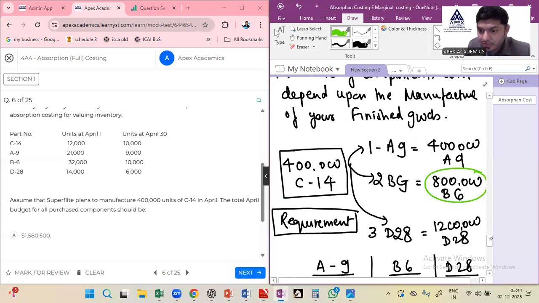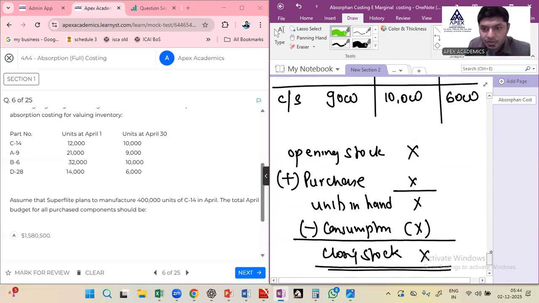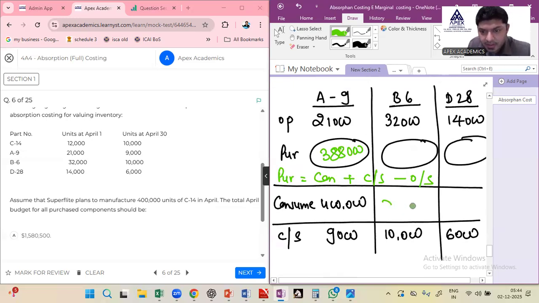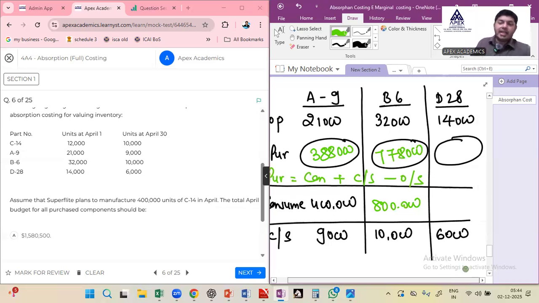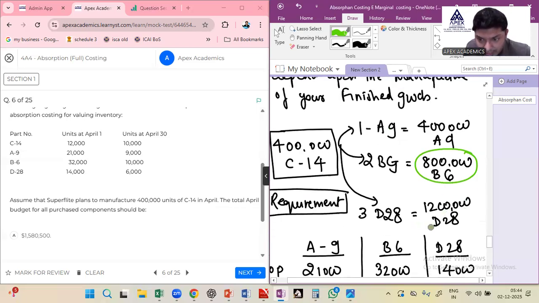My consumption for B6, I am going to consume how many units? 8 lakh units of B6. So I'll write down in my consumption over here 8 lakhs. My consumption plus my closing stock is 8,10,000. From that, I'll subtract 32,000. I will be left with 7,78,000. Next, with respect to D28, I'm going to consume 12 lakh units.